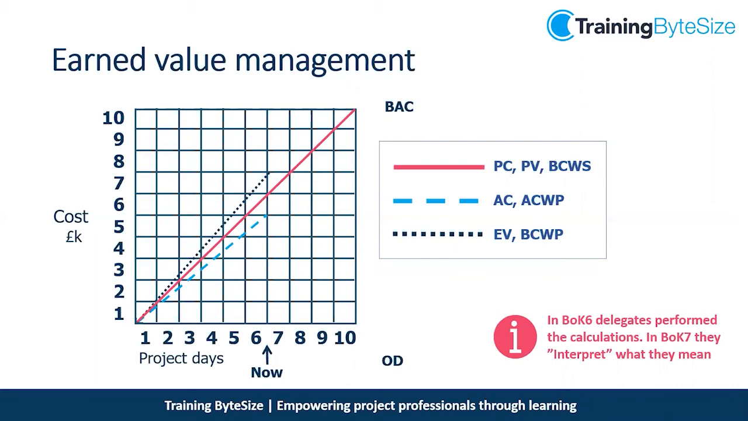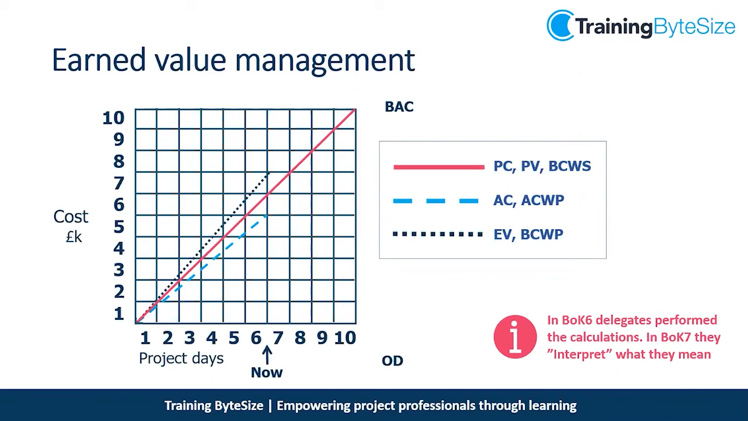Then we have the blue dotted line, which is AC or ACWP, and that is the actual cost. So this is the actual cost of work, how much we've actually spent on the project. ACWP is actual cost of work performed. This tells me that at the end of the 6th day, we've spent £5,000. We'd actually planned to spend £6,000. So this tells me we are under budget. If things were as we planned them to be, this blue dotted line would be exactly aligned with the red line, because our planned cost would meet our actual cost, but we've actually spent less than we planned to spend at this point in time.